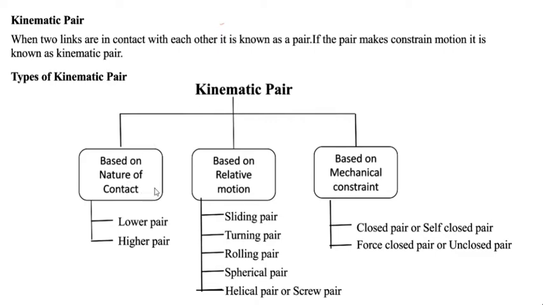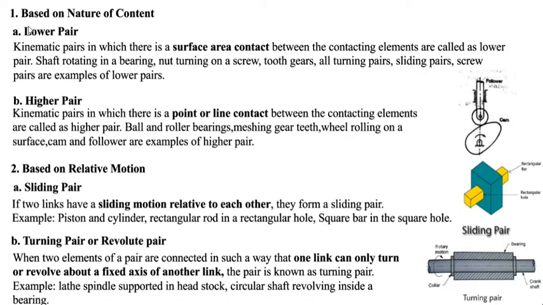Based on nature of contact, based on relative motion, based on mechanical constraint. Based on nature of contact has two types: lower pair, higher pair. Based on relative motion: sliding pair or prismatic pair, turning pair, rolling pair, spherical pair, helical pair or screw pair. Based on mechanical constraint: closed pair or self-closed pair, forced closed pair or unclosed pair. We'll see the brief explanation.